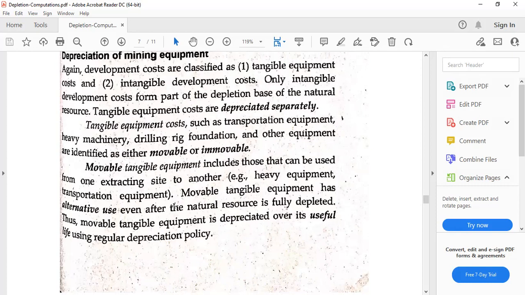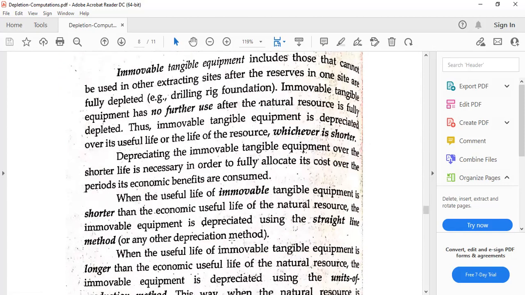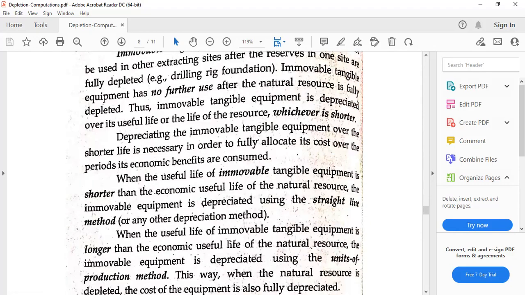Their particular useful lives and their residual values would not end just because the mining operations have ended. They can still continue to be used for other purposes. And such movable tangible equipment is depreciated over its useful life using regular depreciation policy. So it's like the PPE, and certain methods have to be used. On the other hand, the immovable tangible equipment will have a different ruling. So we have to take note of this.